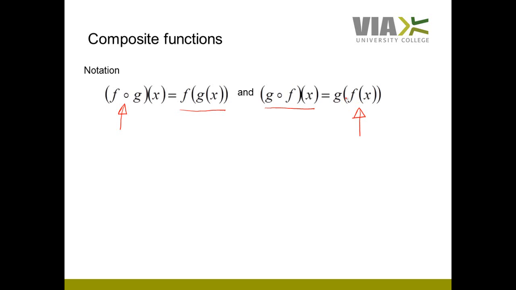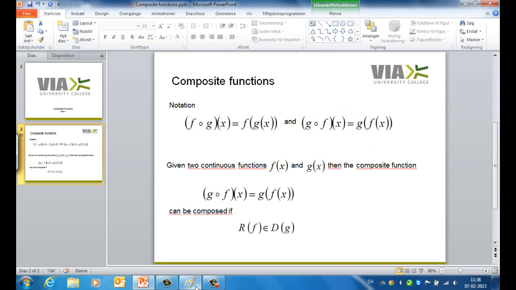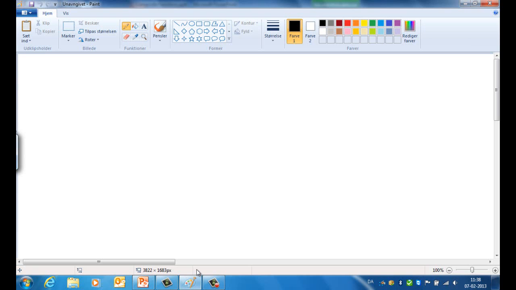So what does all this mean? Well, if we look at one example, it will make much more sense to us. So let's do that. In this example, we will be given one function f(x), which is defined as x squared plus x, and another function given by 4 minus x, called g(x).